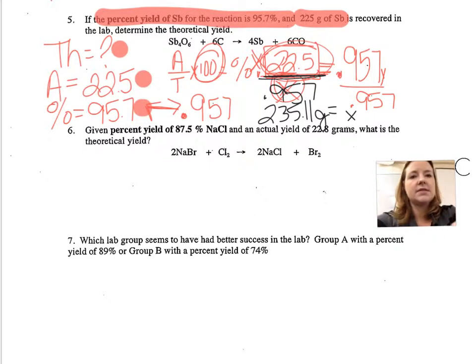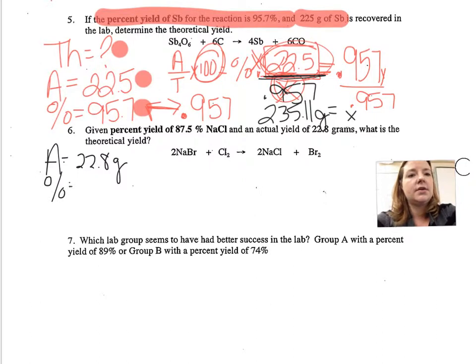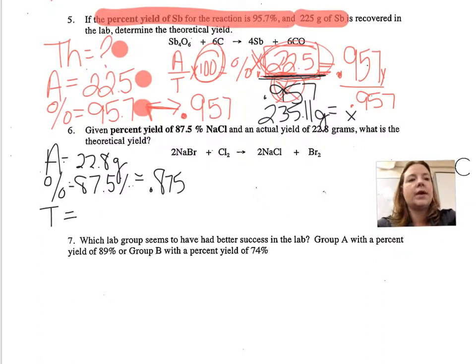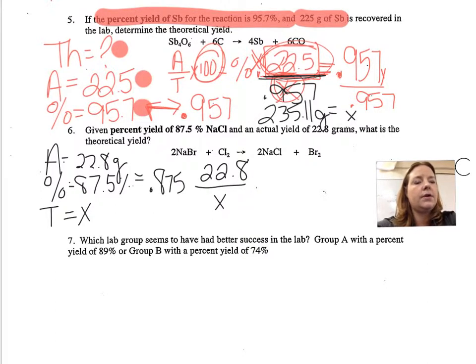So for number 6, my actual is 22.8 grams. My percentage is 87.5%. I'm going to go ahead and change that back to the decimal right away. So that's going to be 0.875. And then my theoretical is what I want to find out. So that's going to be my x there. So I'm going to take 22.8, my actual, on top. My theoretical is what I don't know. And my percent yield as a decimal is 0.875.